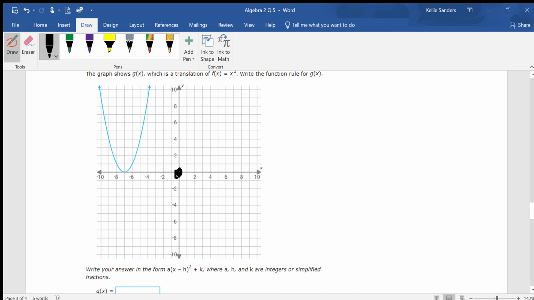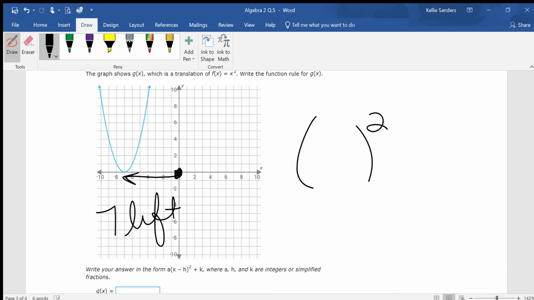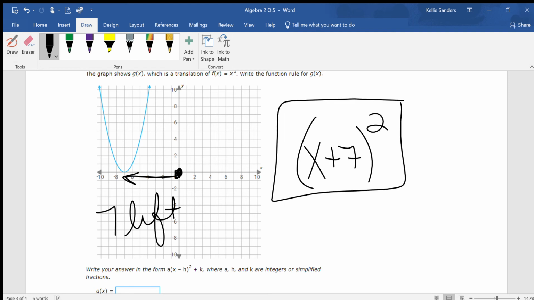On this, x squares usually start at 0, 0. This one shifted 7 to the left. Left is inside the parent, so it's not negative 7, it's positive 7. It didn't go up or down any, but that's what the equation would be.